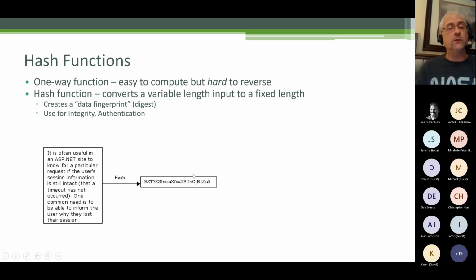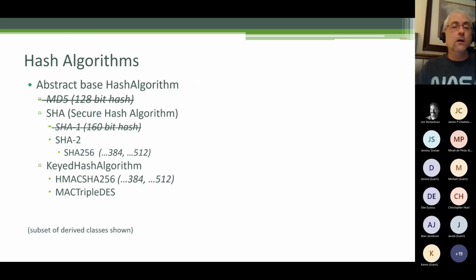And if you have a good hash function, changing a single letter in here will have what's called an avalanche property, that it will substantially change what the hash is. So just changing one thing is going to drastically give you a different hash. Why do we want to have this? We're going to use this for integrity and authentication. Within .NET, the base class for hash algorithms is called HashAlgorithm.